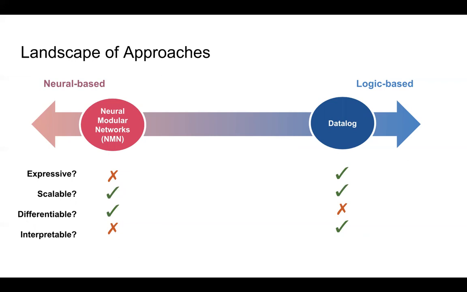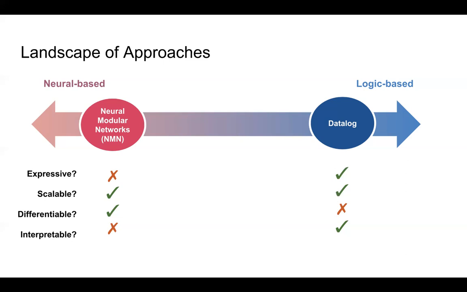And there's a spectrum of approaches depending on how much of the reasoning is done using logic, which you see on the right, versus how much is done using deep neural nets, which you see on the left. Let us see these four goals that we have and how these approaches perform with respect to those goals. In logic-based approaches, we clearly have interpretability, and we can build very expressive logics, and we can even make them scale with efficient solvers. But typically they are not easy to differentiate end to end.